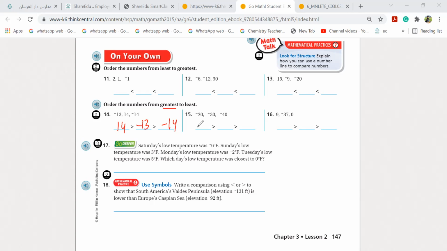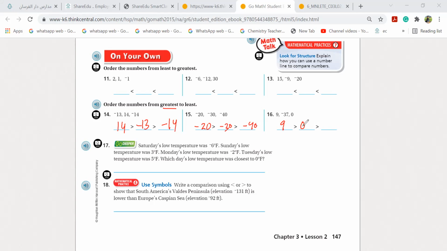Yalla Tala. Miss, can I do it? Last one, Amal. Tala. Yes, miss. Yalla. Which one is greatest? 20, then 30, then 40. Minus 20, minus 30, and minus 40. Exactly how the question is.